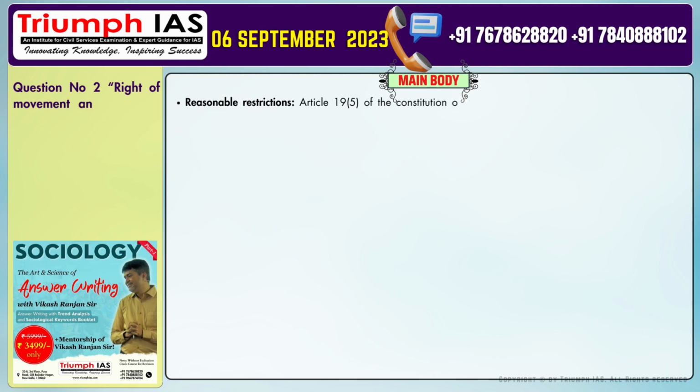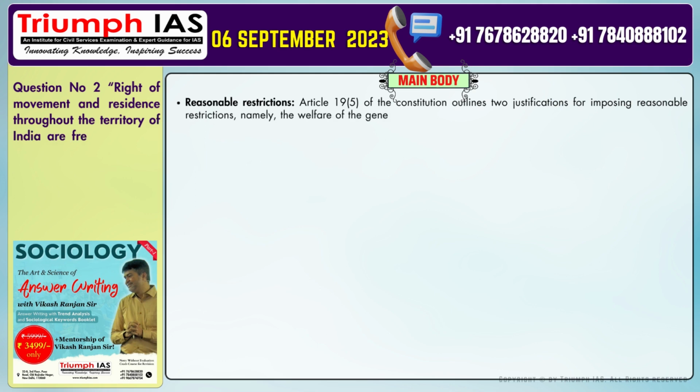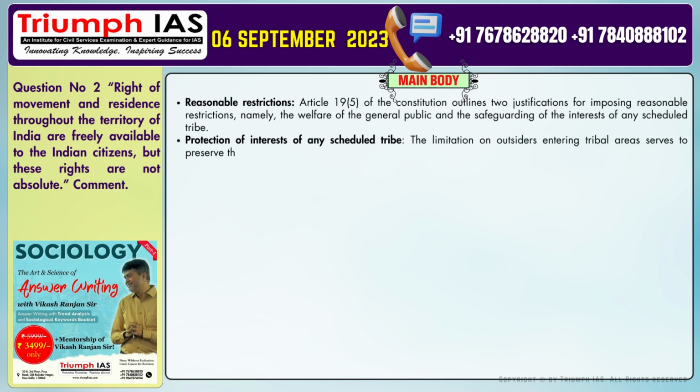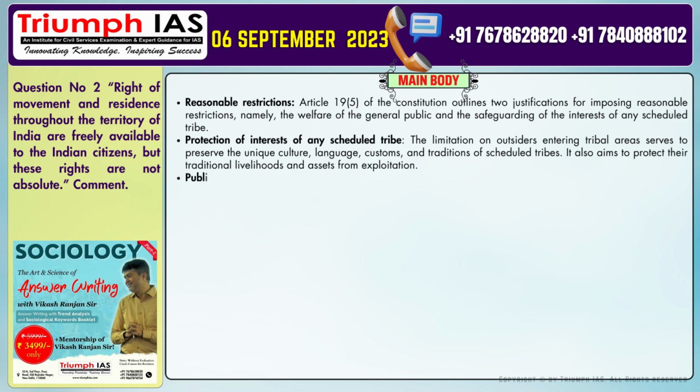Article 19(5) of the Constitution outlines two justifications for imposing reasonable restrictions, namely the welfare of the general public and the safeguarding of the interests of any scheduled tribe. Protection of interests of any scheduled tribe: the limitation on outsiders entering tribal areas serves to preserve the unique culture, language, customs, and traditions of scheduled tribes. It also aims to protect their traditional livelihoods and assets from exploitation.